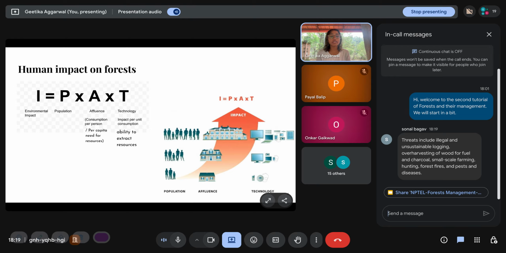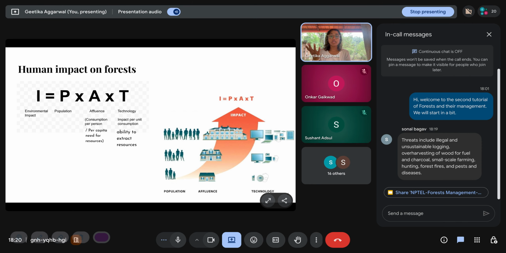We can be logging the forests, which could very well be done in an unsustainable way if our need is more than what the forests can sustain. We could be overharvesting wood, correct. I don't know how small scale farming is going to have a negative impact on the forest. But yeah, hunting, forest fires which could be started by some human causes, and pests and diseases, if they're spread by us, then yes, they could have an impact on forests.